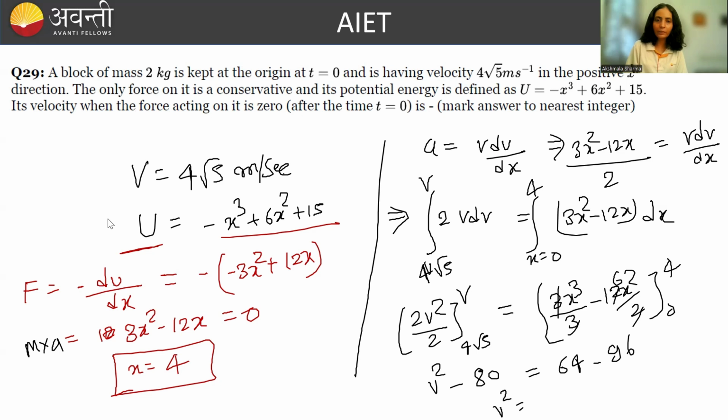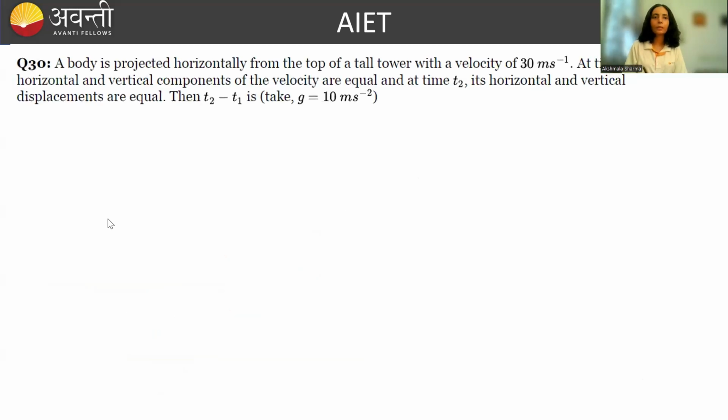So v square is equal to 96 minus 64, what will it come? 32. So v square minus 80 is equal to 32, so v square is equal to 48. v will be equal to how much? If v square was 49, in that case, v will be 7 meter per second. So near about v is here 7 meter per second. So we can say answer is 7.